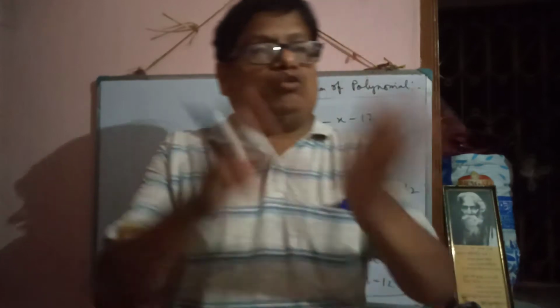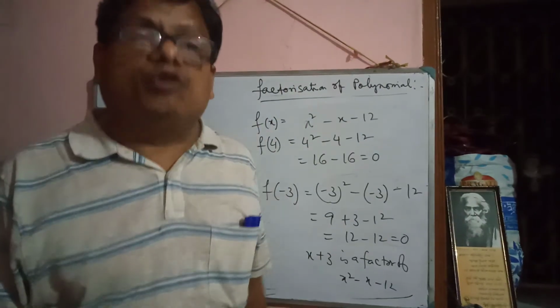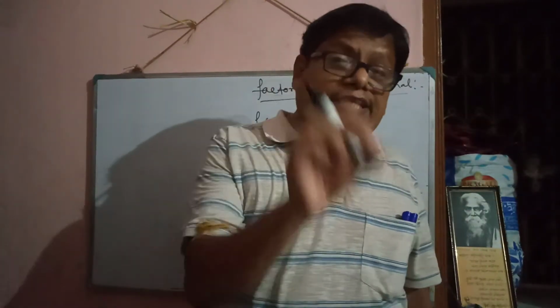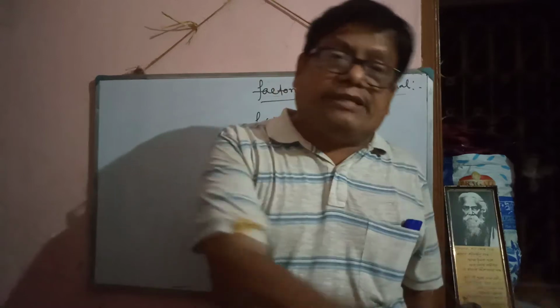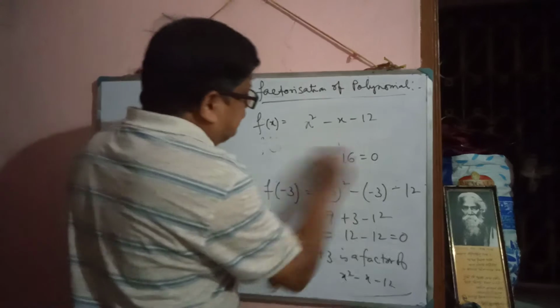Suppose a plus b whole square, that is a plus b into a plus b. Two factors are there, maybe the same. Now, what is a polynomial? A polynomial is an algebraic expression in which the power of the variable is always non-negative. Understood what I am telling?